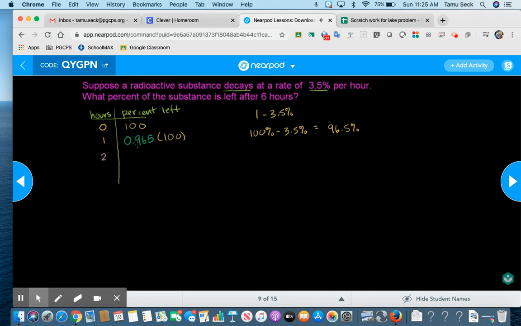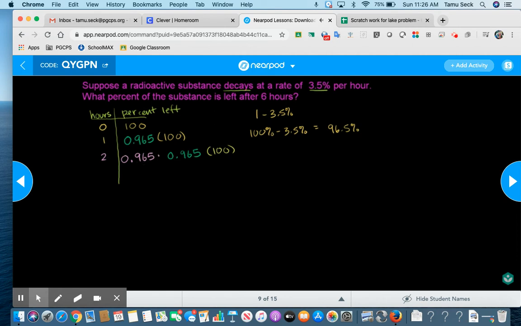Well, we're going to have 96.5% of the previous hour. We will have lost 3.5%, which means that we have 96.5% of the previous hour. So it'll be 0.965 times this, times 0.965 times 100. I think you see where this is going in general. So in the first hour, we have 0.965 to the first power times 100. In the 0th hour, we have 0.965 to the 0th power. We don't see it, but there's a 1 there, times 100. In the second hour, 0.965 to the second power times 100.